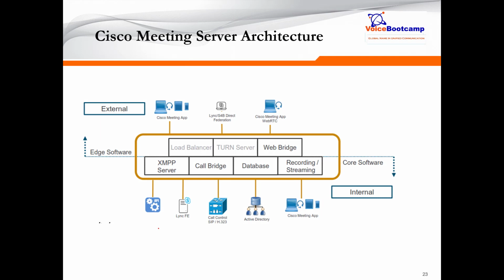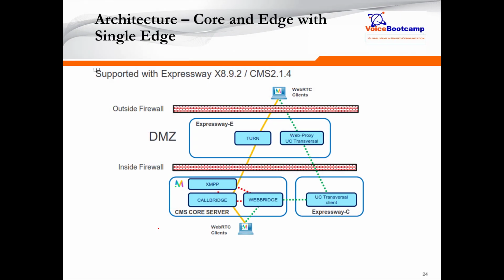Now, the architecture for Cisco Meeting Server. As I said, there are various components within the Cisco Meeting Server that work together. You have the WebBridge, XMPP server, call bridge, database, and recording and streaming. Not all components will be installed on all servers, of course. Now, the topology is usually that you will have clients that are mostly outside, WebRTC client or Cisco Meeting App. You may have a firewall, and then you have the Expressway-E.